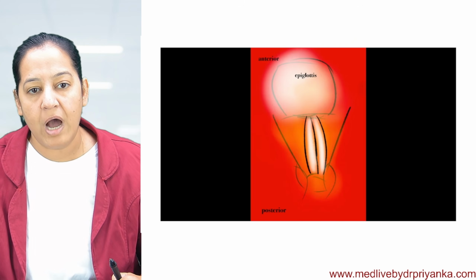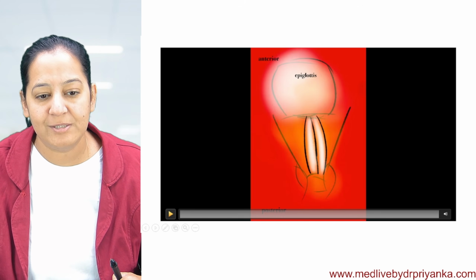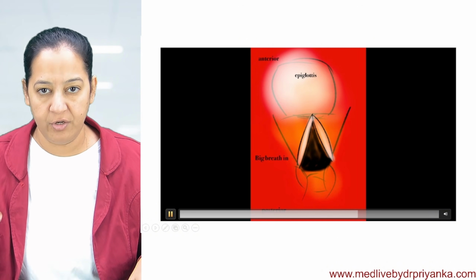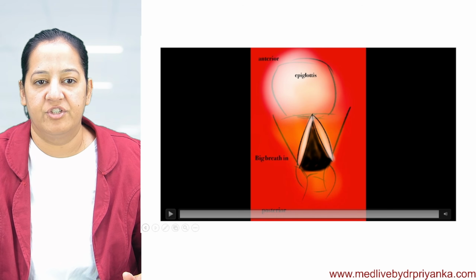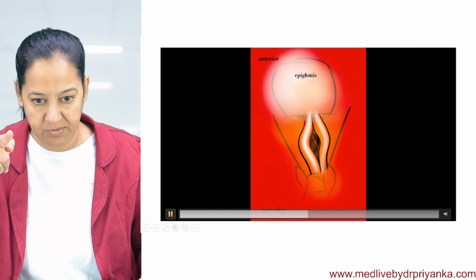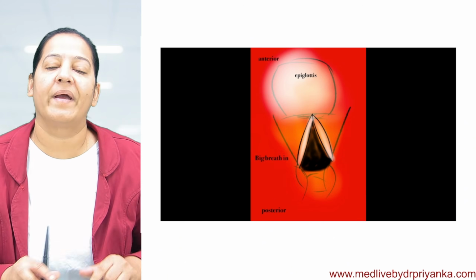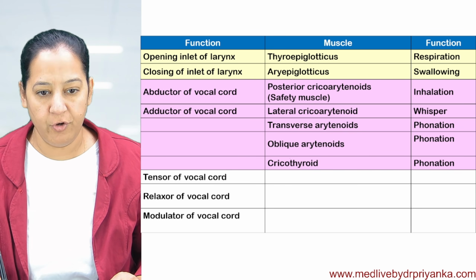I will show you how we do speaking, phonation. During phonation you can see the two vocal cords come close to each other and they vibrate. Again I will show you. They come close to each other, you see, and they vibrate. This is how the sound or voice is generated. I hope everyone got it.